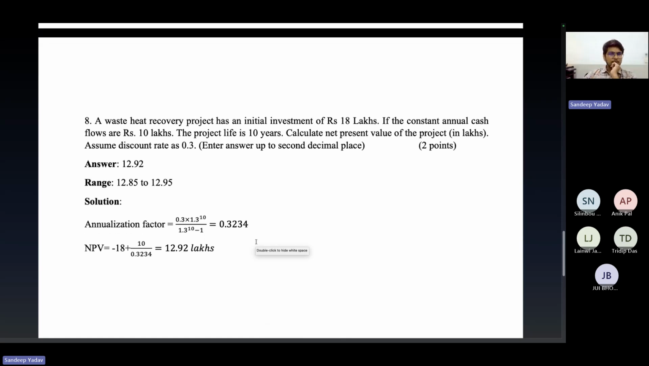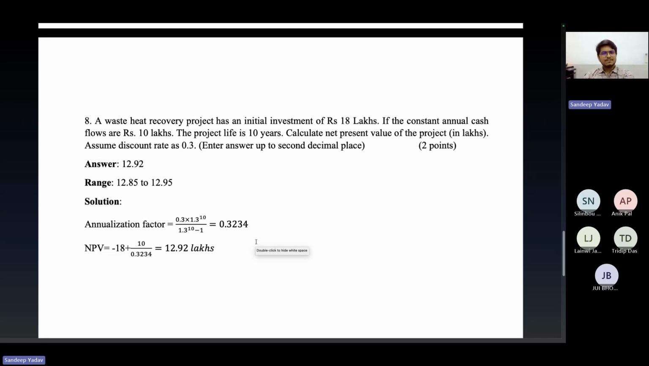A waste heat recovery project has an initial investment of 18 lakhs. If the constant annual cash flows are 10 lakh and the project life is 10 years, calculate the net present value of the project. Assume that the discount rate is 0.3.